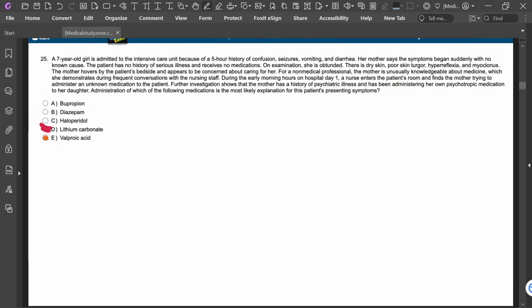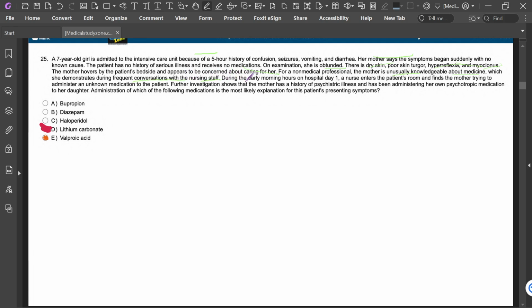A girl is admitted to the ICU because of a 5-hour history of confusion, seizure, vomiting, and diarrhea. Mother says the symptoms began suddenly with no known cause. The patient has no history of serious illness and takes no medication. On exam, she's obtunded. There is dry skin, poor skin turgor, hyperreflexia, and myoclonus. The mother hovers by the patient's bedside and appears concerned about caring for her. For a non-medical professional, the mother is unusually knowledgeable about medicine, which she demonstrates during frequent conversation with the nursing staff.